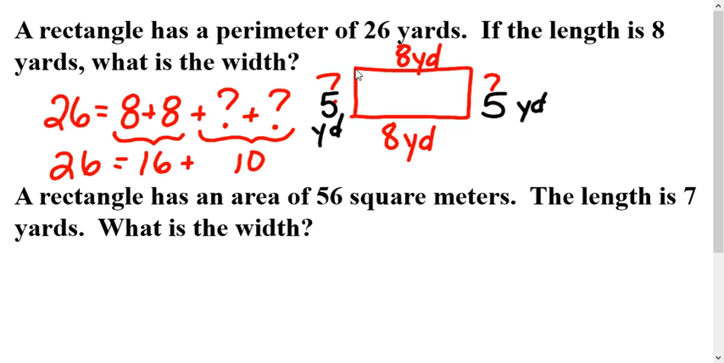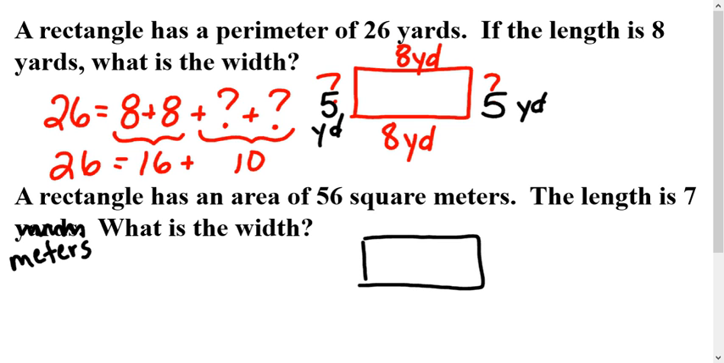All right. Last but not least, a rectangle has an area of 56 square meters. The length is 7. That should say meters, not yards. The length is 7 meters. What is the width? So we know it's a rectangle. It's 7 meters by some number we don't know. And we know that its total area is 56 square meters. So area equals length times width. We know the area is 56.